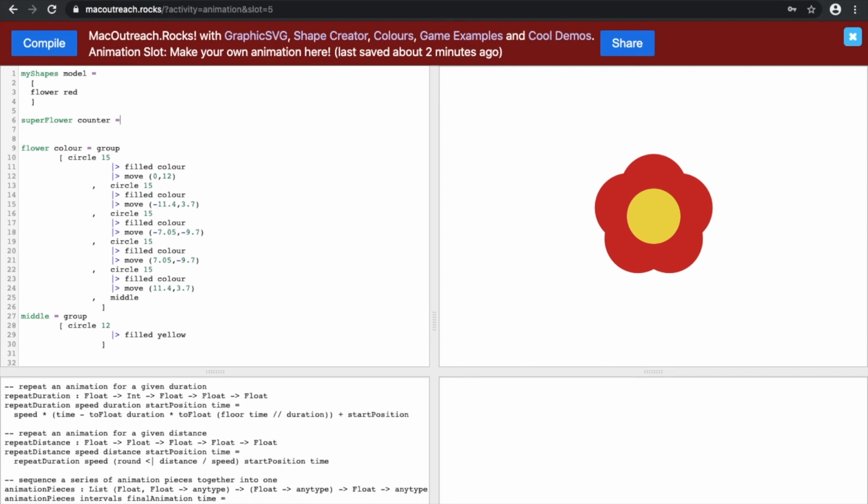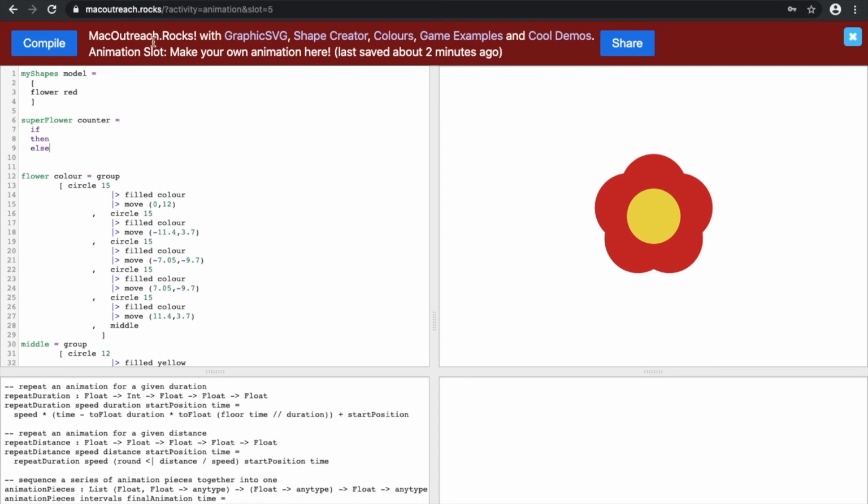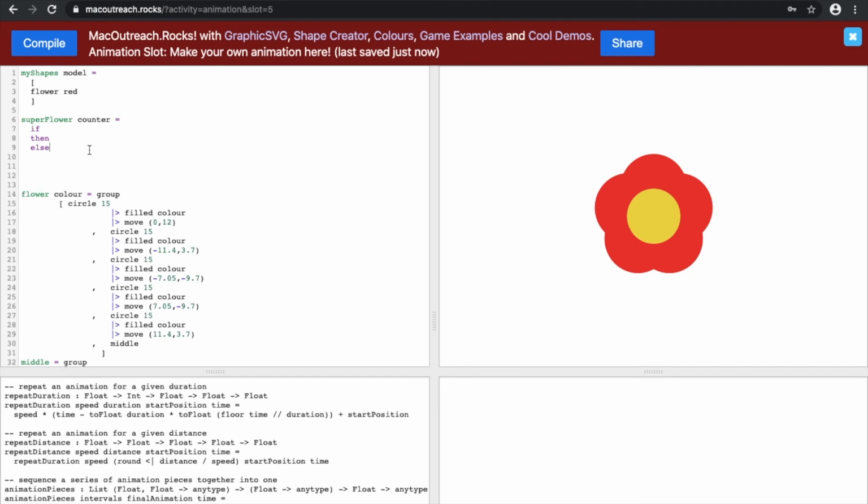And like any other recursive function, we're going to need an if, then, and an else. We're going to want something along the lines of, if counter is equal to 0, then just group everything you already have together, else create a flower of a certain shade, scale to a certain size, and rotate it by a certain amount, all influenced by a changing counter variable. Then do the same thing again, just this time with counter minus 1 as an input.